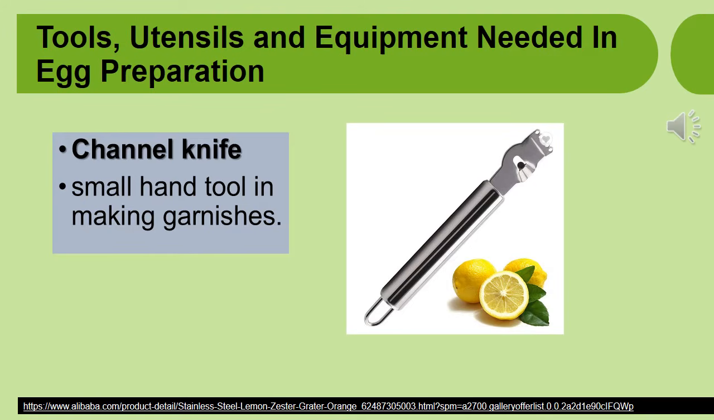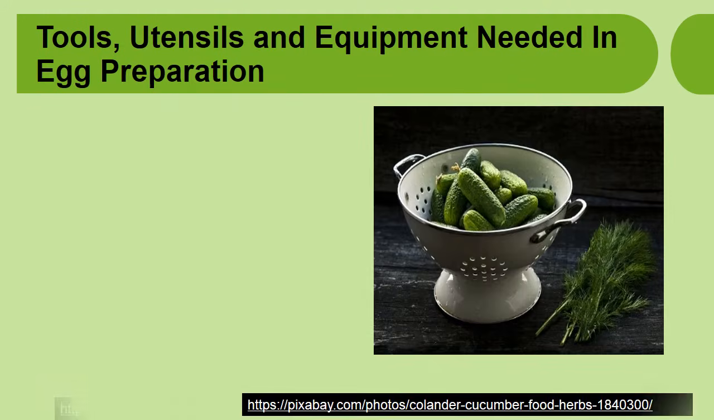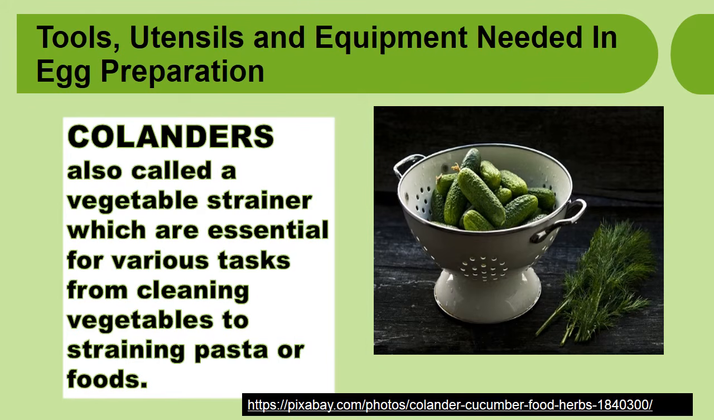Chanel knife. It is a small hand tool used in making garnishes. Another tool is the spatula. It is used for manipulating foods like spreading. Colanders. Colanders are also called vegetable strainers, which are essential for various tasks from cleaning vegetables to straining pasta or other foods.